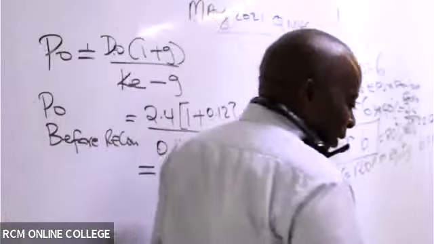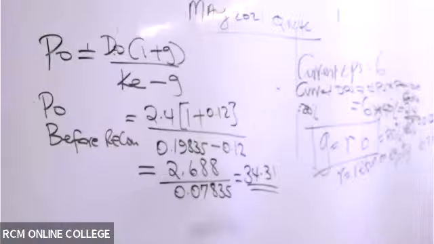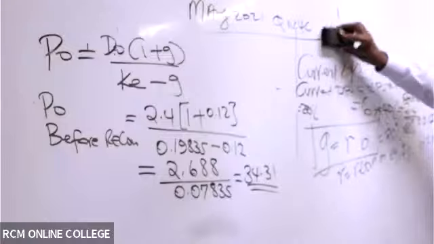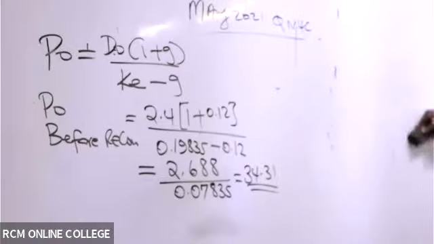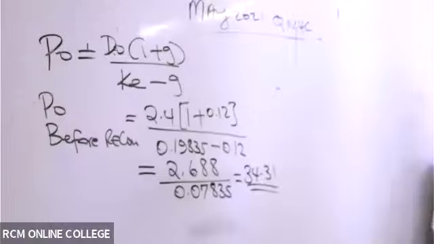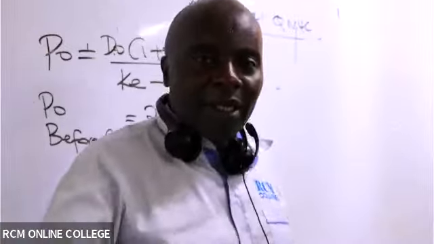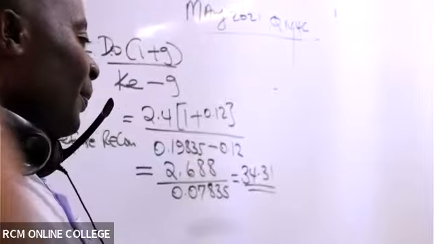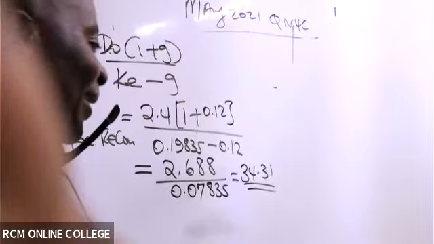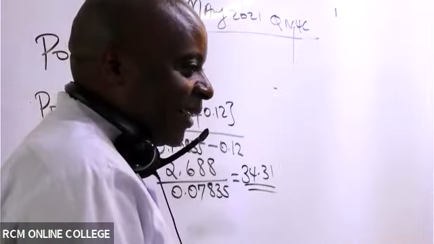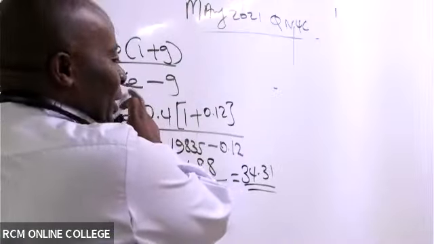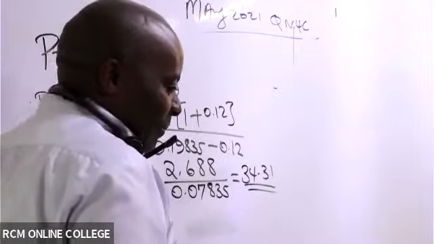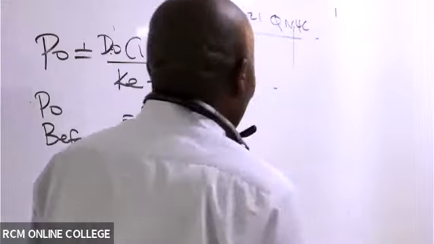How about P0 after reconstruction? What will be the value of a share after reconstruction? The only thing is that you're going to make use of the cost of equity after reconstruction. Every other thing remains the same.